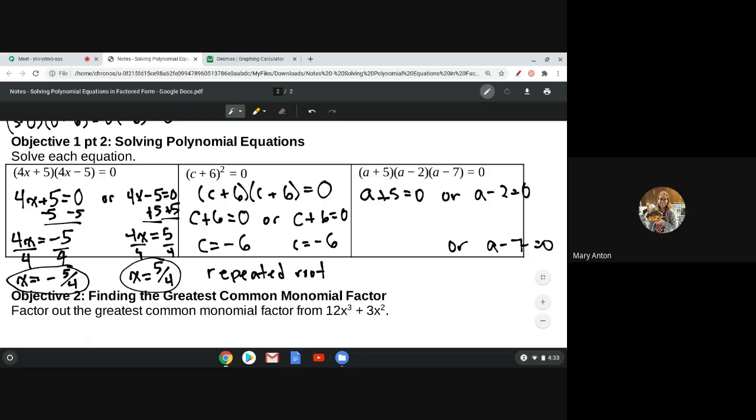So now let's solve each of these. This first one, a can equal negative 5. For the second one, a minus 2 equals 0, a can equal 2. Or a can equal a positive 7. And these are our 3 roots, or our 3 solutions to this equation.